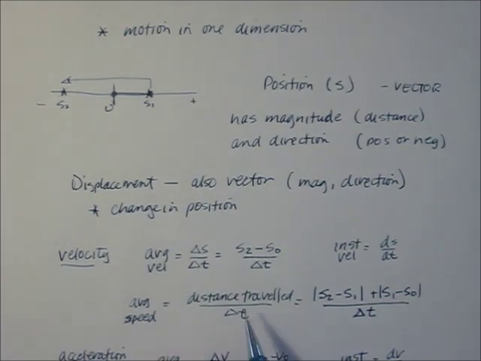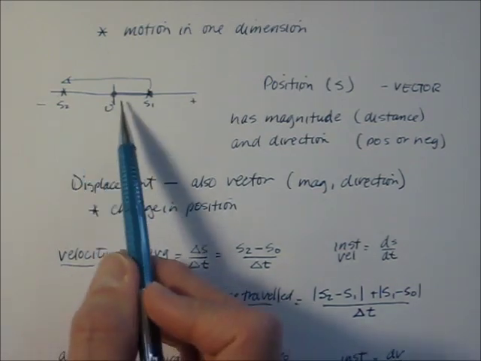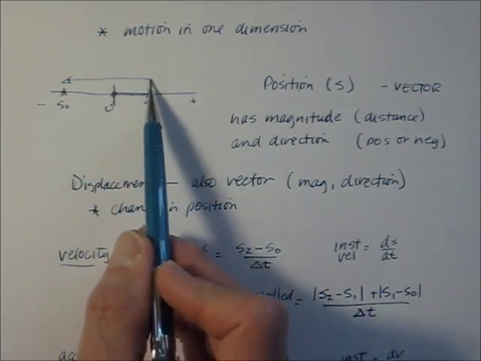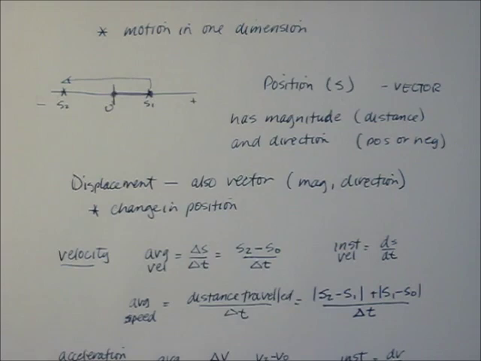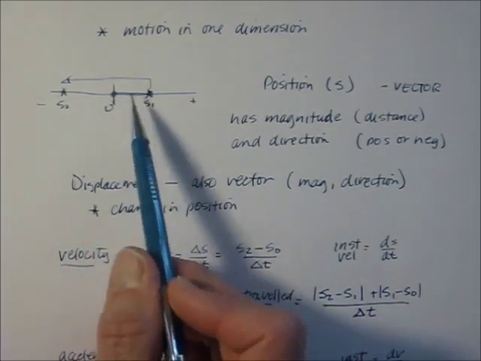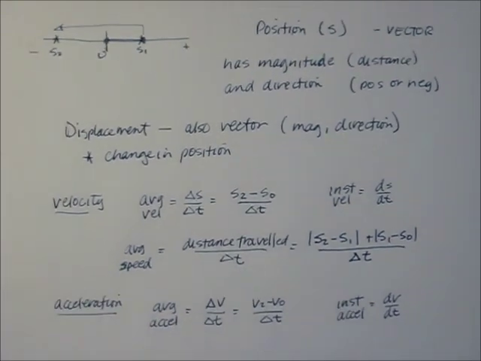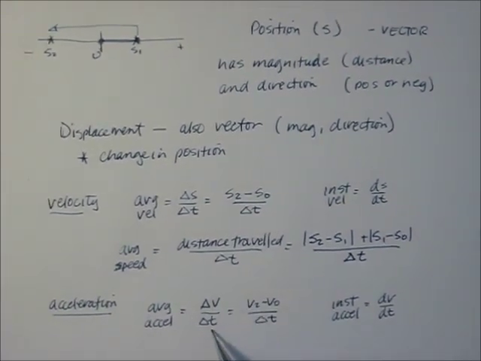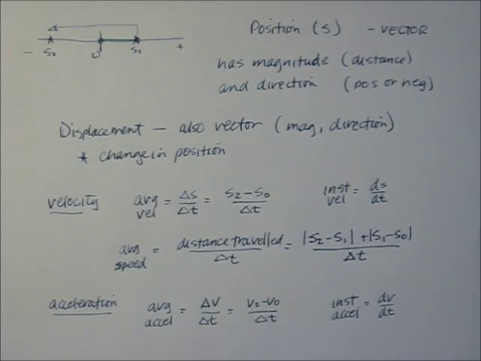The speed is defined as the total distance traveled over however much time that takes, and the total distance traveled meant that I went this distance and then I went that distance, and so that would be the total distance traveled, and we use the absolute value for that. Speed is going to be a scalar because it doesn't care whether I'm going in the positive direction or the negative direction. Acceleration is going to be the change in velocity over time, and so that would be v2 minus v0 over the change in time.